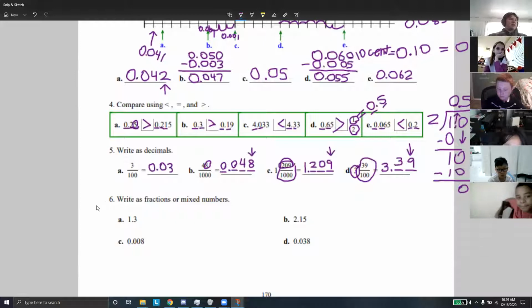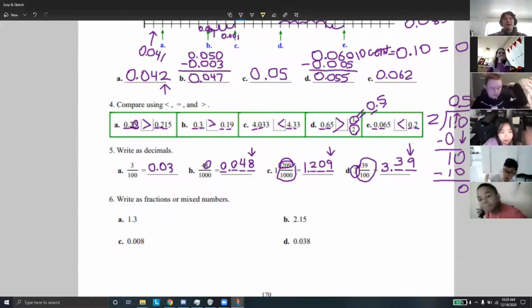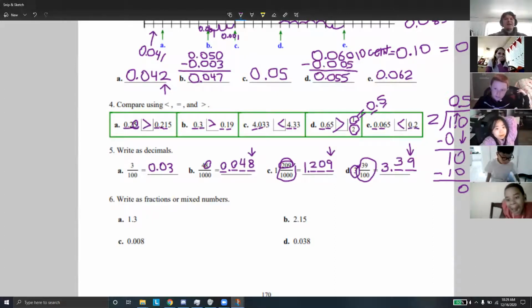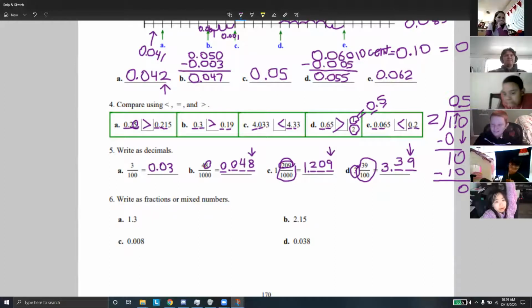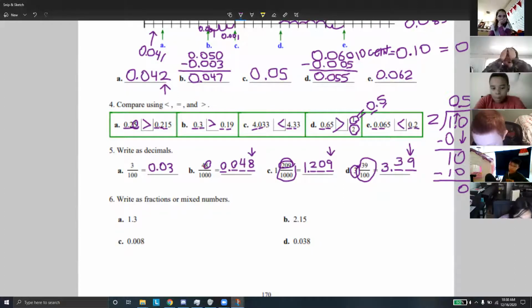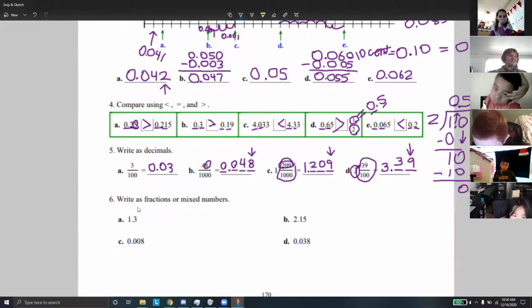Okay, question number 6. Write as fractions or mixed numbers. Oh, does anyone remember how we do this? Raise your hand if you remember. I see Estelle's hand highest. I don't really know how to explain this, but you look at the last digit of the decimal, and that's the denominator, and then you put the number on top.